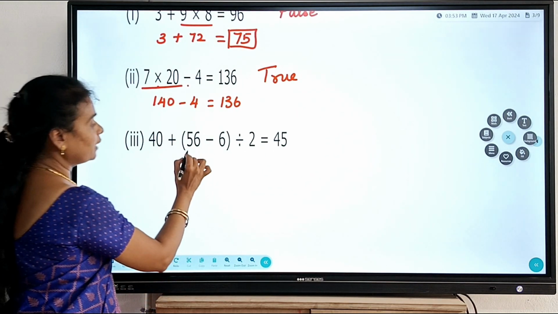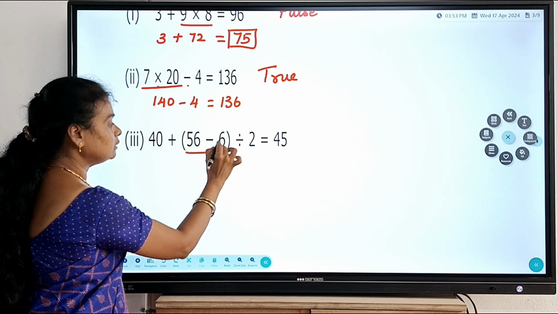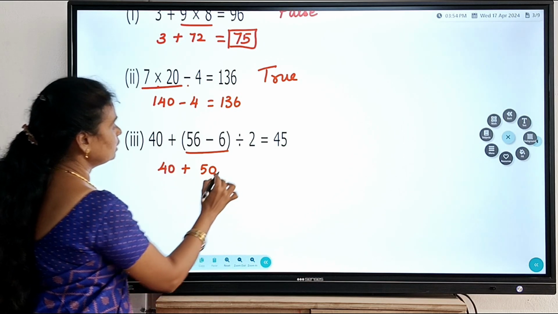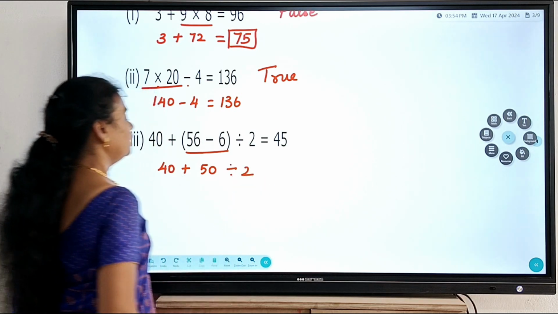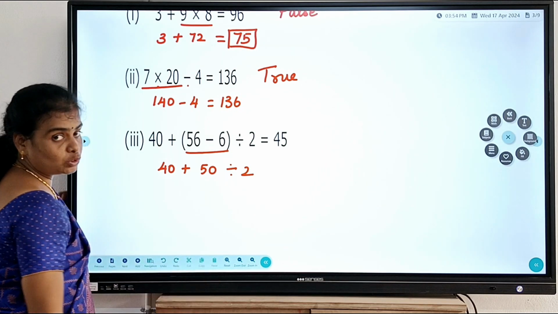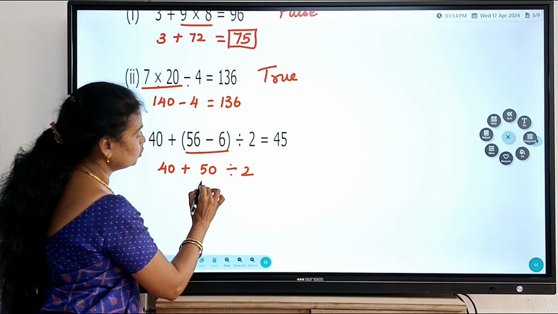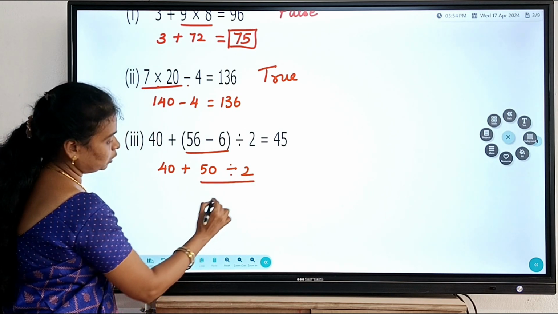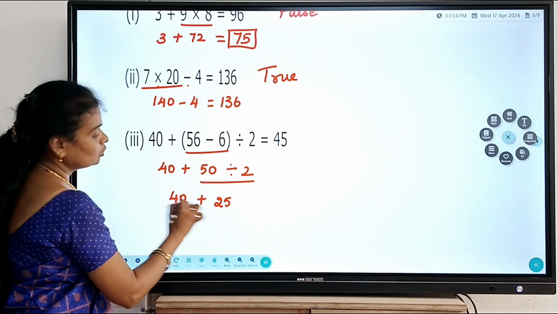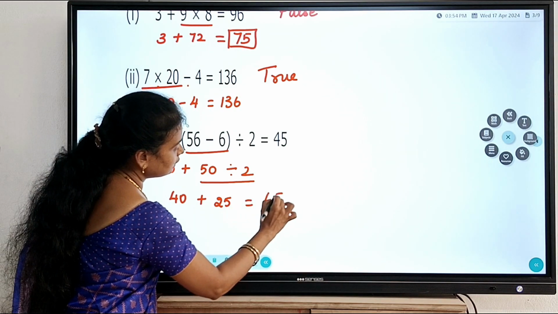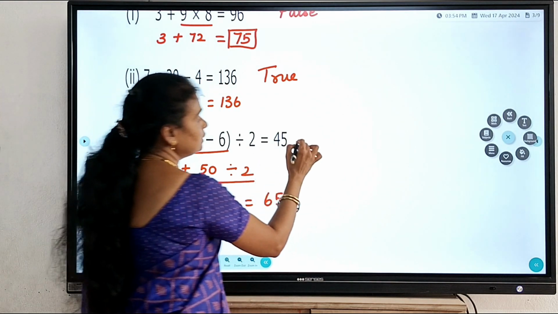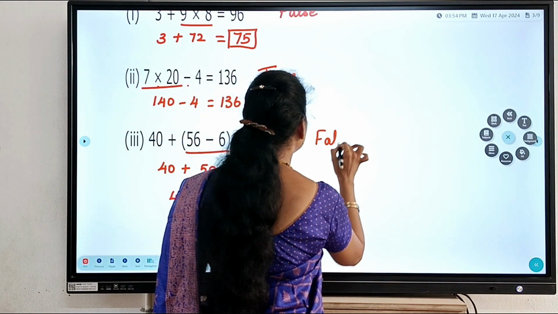So when you solve the brackets, this has to be solved first. 56 minus 6 is 50. And then write the other numbers with the signs. And now, addition and division. So of these two, which has to be solved first? Division should be solved. So 50 divided by 2 is 25. Here plus 40. So 40 plus 25 is 65. But in the statement it is given as 45 and hence this statement is false.